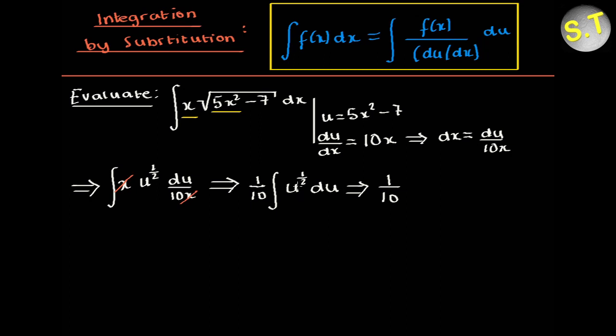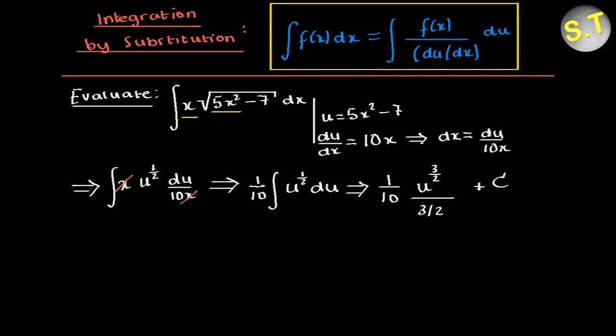And the reverse power rule says that we need to increase the power by 1. So u to the 3/2 power. And then we need to divide by the new power. So we divide by 3/2. And, as always, in indefinite integrals, we need a plus c, a constant of integration.